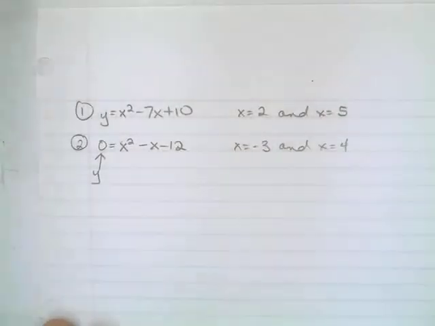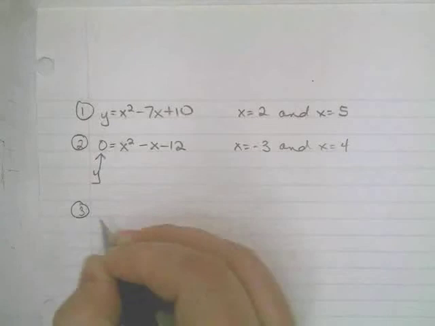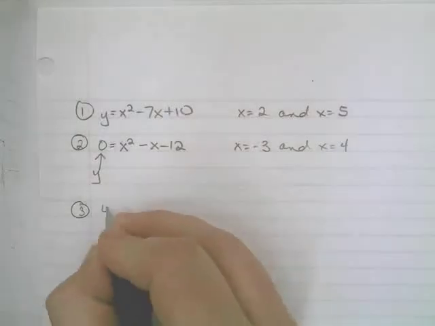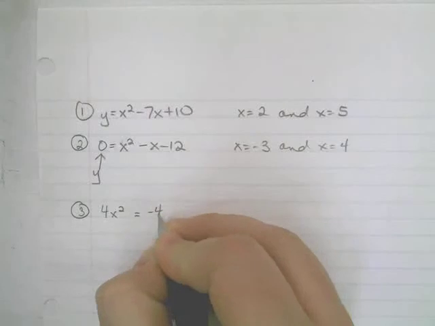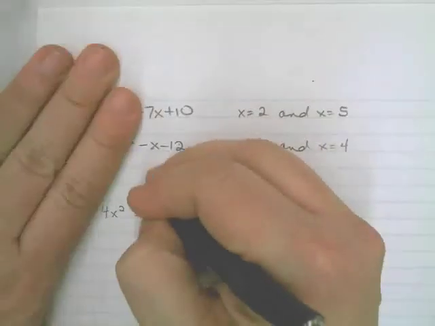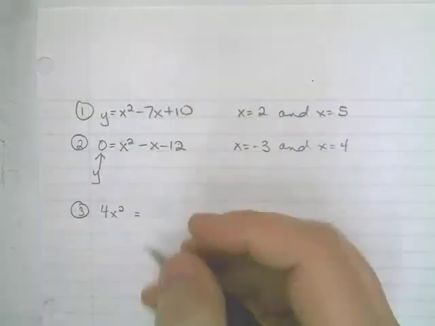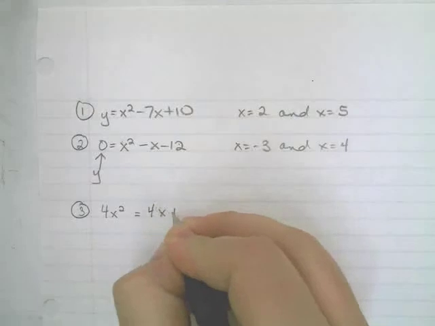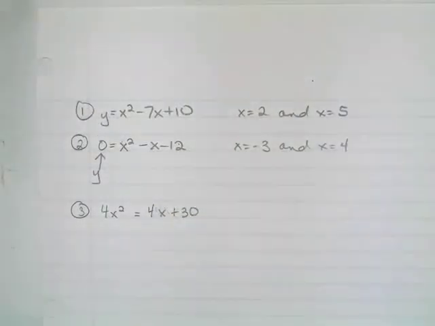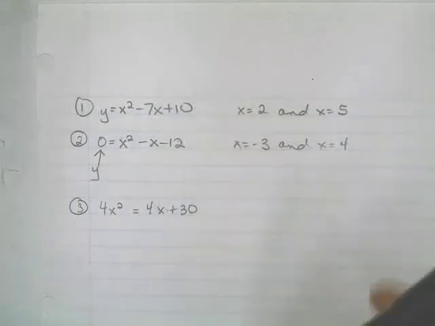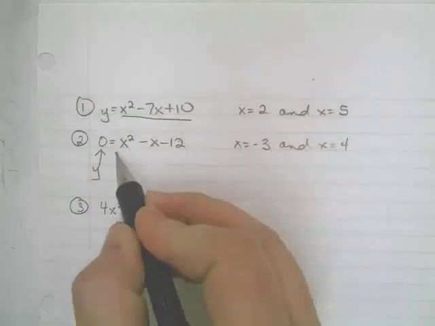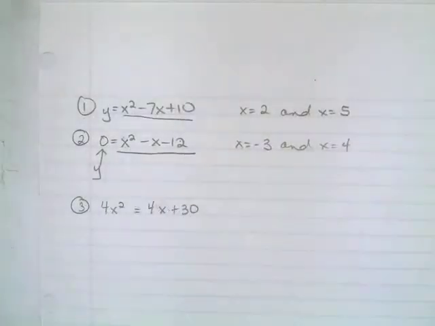Okay? Well, still, these have been basic because we haven't had to do anything yet. Let's go to some that are a little harder. So this one, I have 4x squared equals negative 4x plus 30. Well, the issue with number 3 compared to 1 and 2 is that in 1 and 2, everything was together on the same side. For number 3, I have things on opposite sides.